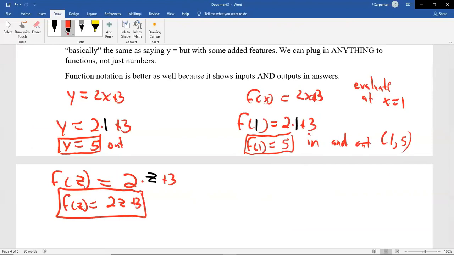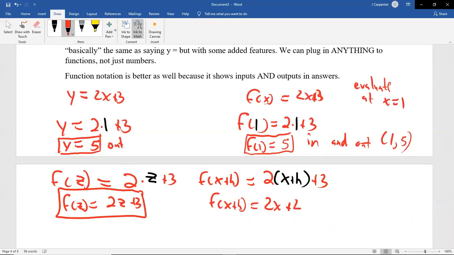Or I could do f(x + h). This is something we will do a ton of for the first week, couple of weeks. This is a very important concept. So now, instead of doing 2x, it's 2 times, and because I'm plugging in a binomial, I have to use parentheses to make sure it distributes correctly. So this black ink was just the red x originally. We're plugging in what's inside the parentheses. There it is. But you can actually distribute that too. So f(x + h) is equal to 2x + 2h + 3.